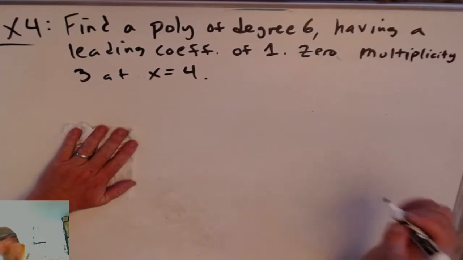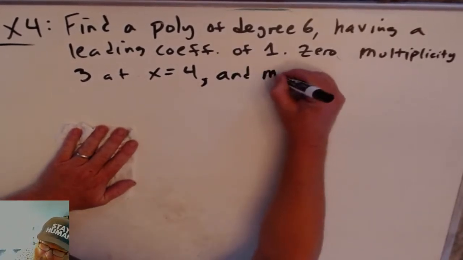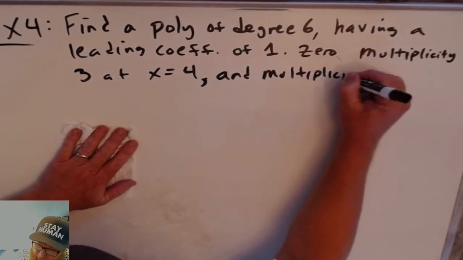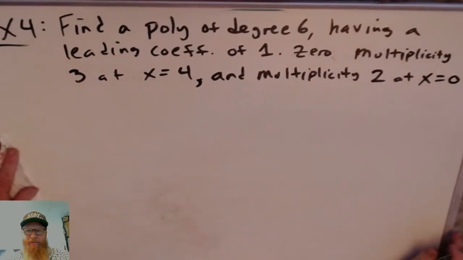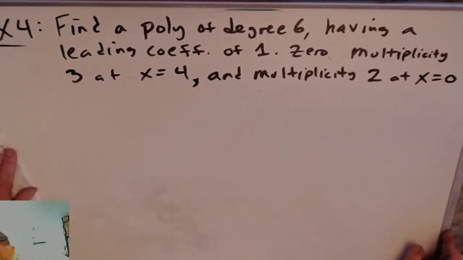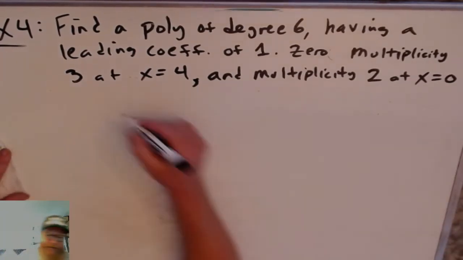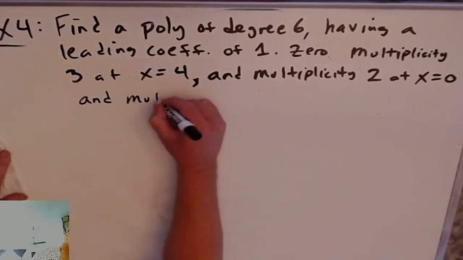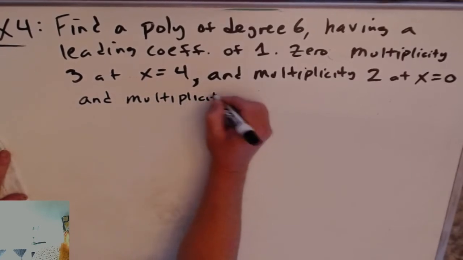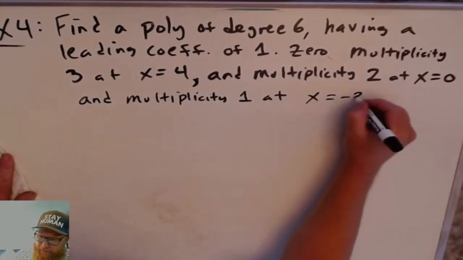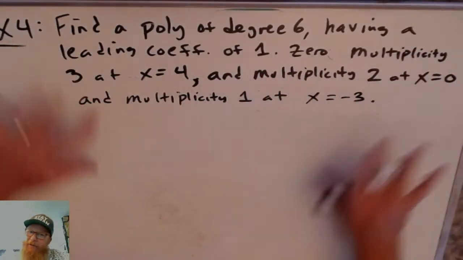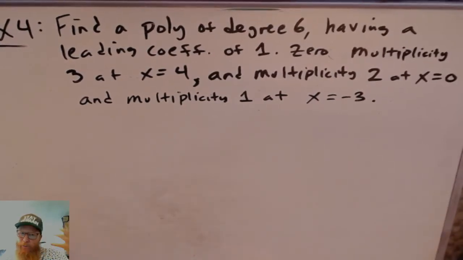I'm reading it incorrectly. And there's the and, multiplicity 2 at 0. And another and, multiplicity 1 at -3. Now we're talking. Make sure you have the problem written down precisely or read it carefully before we dive too far into it. I almost screwed this one up just by reading it too quickly.